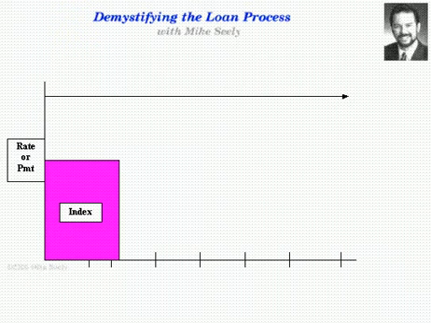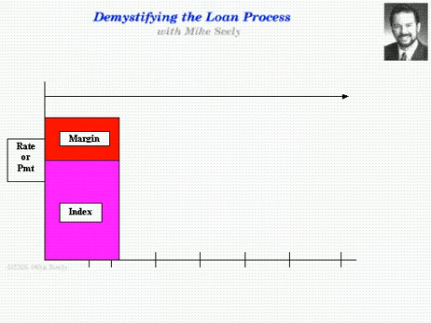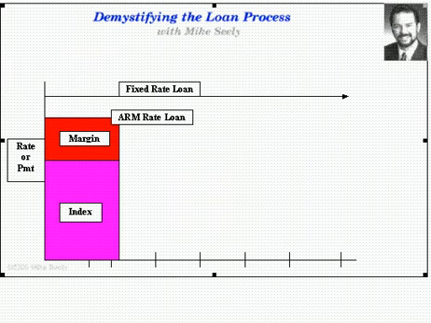Now, on top of the index, we have another component. The final component of the adjustable rate mortgage is the margin. And that's what you add onto the index to get your final rate. That looks a little bit like this. So as you can see, those are the two components that make up the total rate. Here you see the ARM rate. And as you can see, it's a bit below the fixed rate.